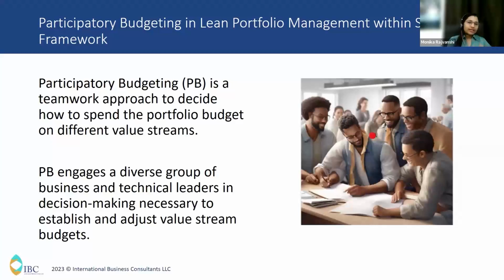In participatory budgeting, as I told you, we do it on a half-yearly basis, and the enterprise shares some part of their overall budget with the portfolio. We are allocating this budget to you, and now it's up to you how you are going to manage it. Lean portfolio management divides this budget among different development value streams, because in the portfolio we have different value streams working on different solutions.